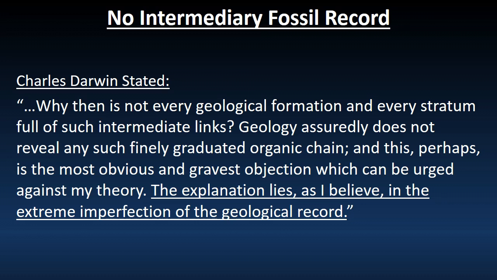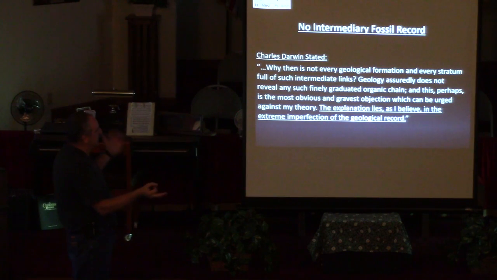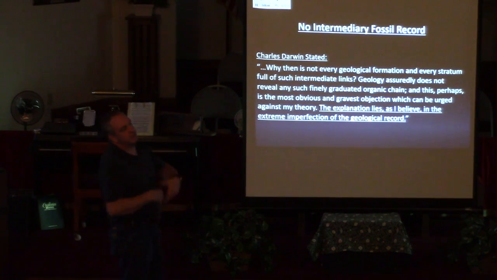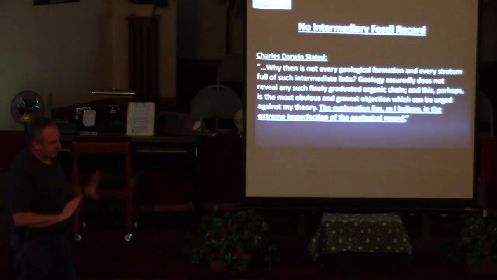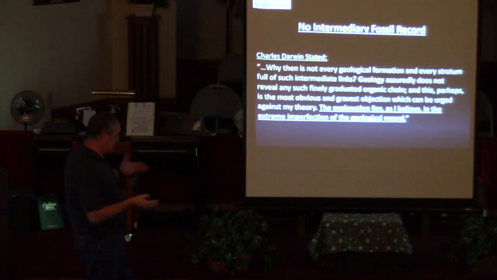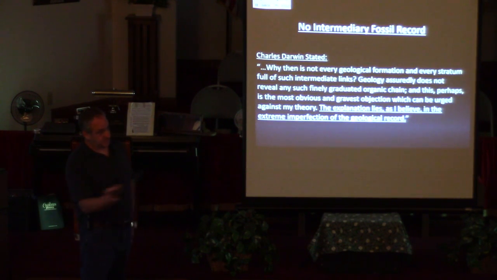And then he tries to explain why there aren't these intermediates. "And the explanation lies, as I believe, in the extreme imperfection of the geological record." So that's meaning that he's just saying that we haven't found them yet, we haven't dug in the right places yet. They're out there, give it time. It's just the geological record is a mess, so that it's out there somewhere. So he tried to cover it, but he didn't.